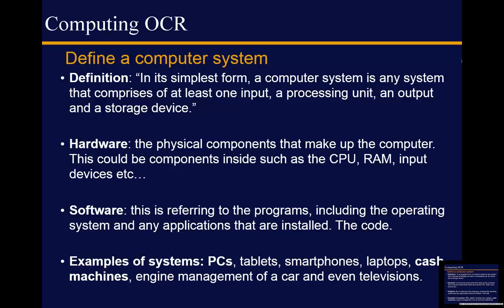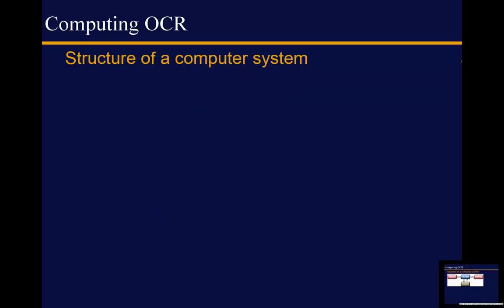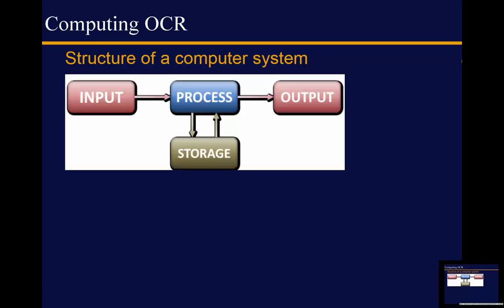Now there are lots of examples of computer systems which you can read on the screen, but just a few I would like to name: smartphones, laptops, televisions. Okay, so a lot of televisions are now smart televisions. These are all classed as computer systems. Now this is how a computer system is structured.